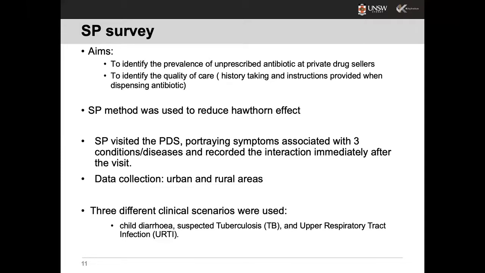The SP method was used mainly to reduce the Hawthorne effect, like Jessica mentioned, and also because we need to standardize the patient characteristics, because we understand that the behavior of health providers is sometimes influenced by the characteristics of the patient, so we would like to standardize that. In this study, SPs visited private drug sellers portraying symptoms associated with 3 conditions prevalent in Indonesia, which are child diarrhea, suspected tuberculosis, and upper respiratory tract infection. Next slide.